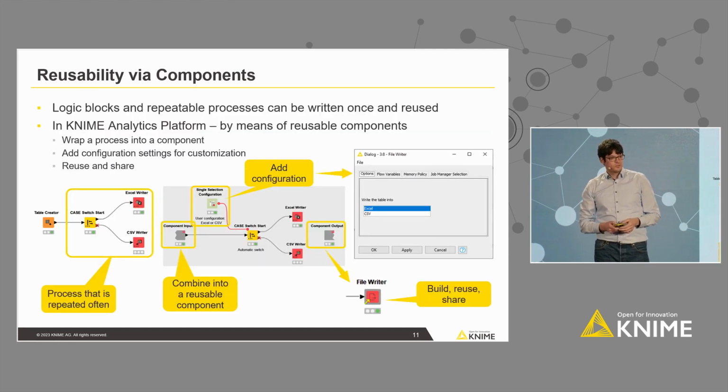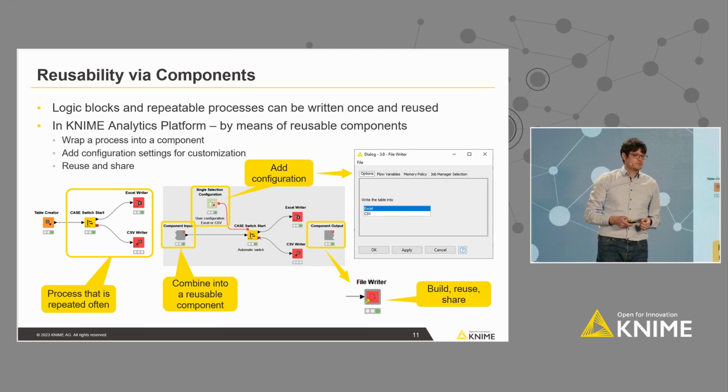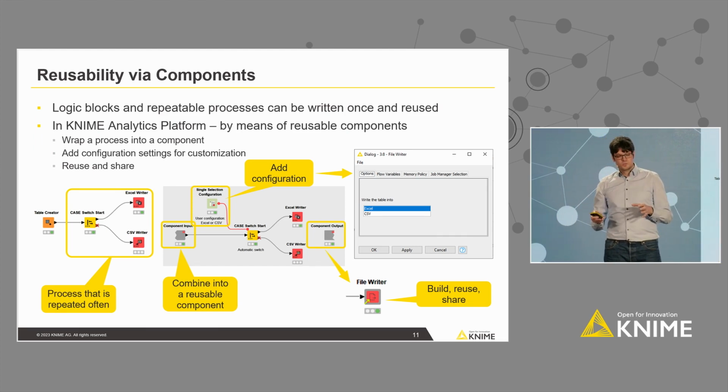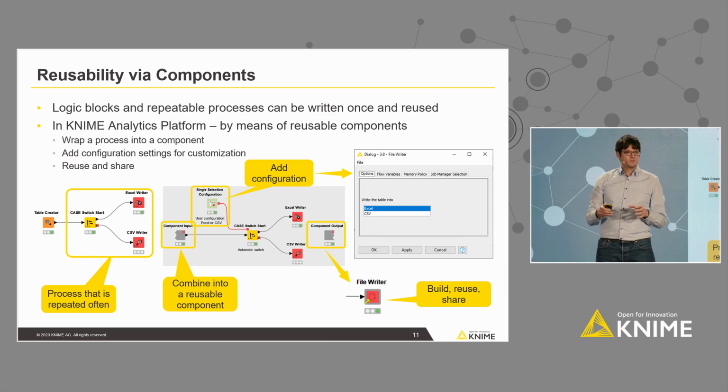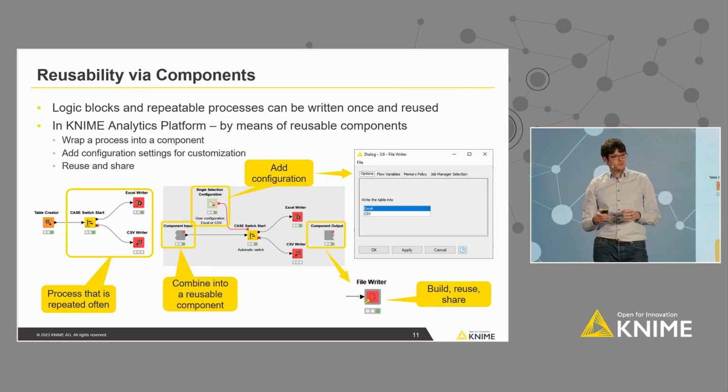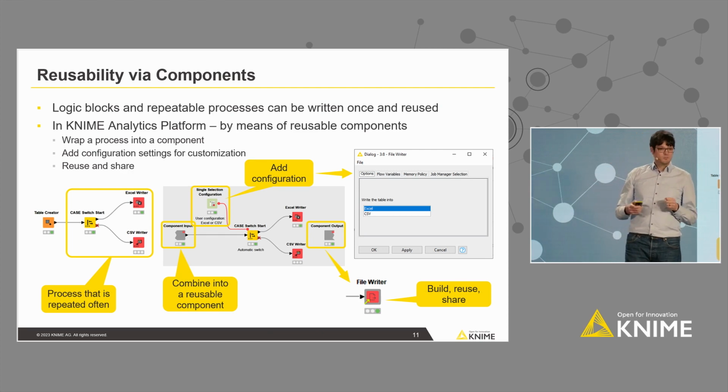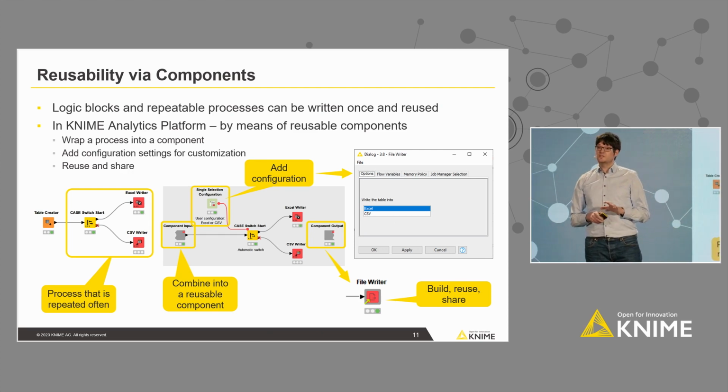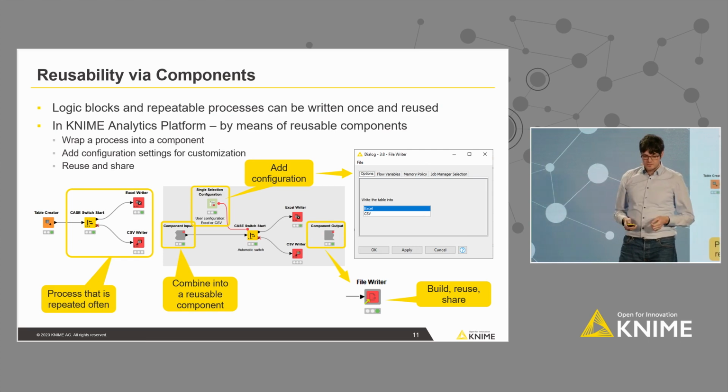And another way to do that is also using components. So components help you to group building blocks that belong together in one workflow. And so that's one way to group and structure your workflow, but they also allow you to reuse that particular process that you have created within your workflow. And it's very easy to create a component. If you haven't done so, please try it out. It's very easy. You don't need any coding, like in some other tools, for example.